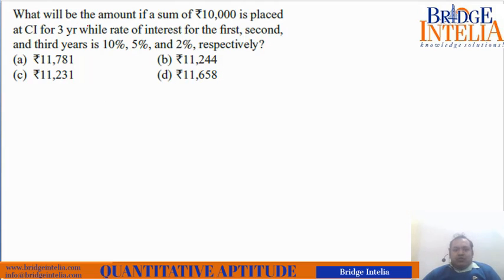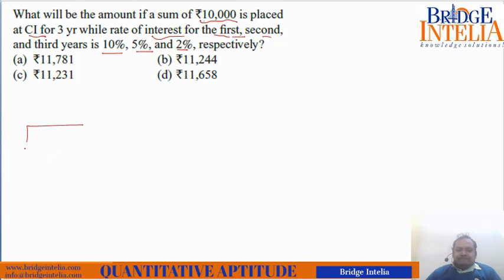So, what will be the amount if a sum is placed at compound interest? Forget what compound interest is. Just understand that money was placed in a bank. I will come to the formulas later, but I am just giving you the basic funda of what compounding is. So a sum of rupees 10,000 is placed at CI for 3 years, while the rate of interest for the first, second and third year is 10%, 5% and 2% respectively.